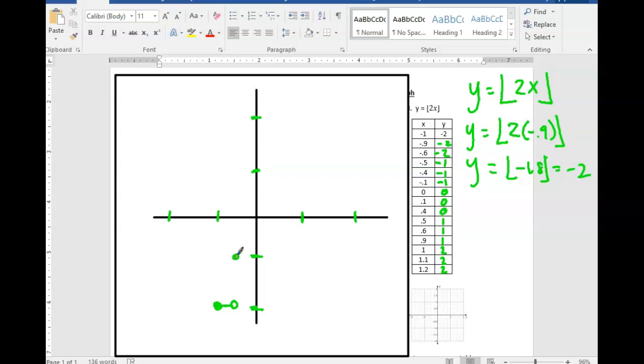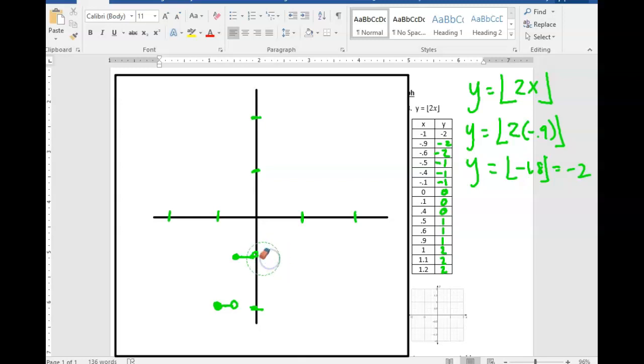So from anything from negative 2 up to, but not including 0.5, we keep getting negative 2 answers, so it stays down here as a flat line until you actually get to 0.5. In that case, it stops being down here and it jumps up to this spot. Now, after 0.5, we go to negative 0.4, we're still at negative 1. If we go to negative 0.1, we're still at negative 1. And it just keeps going all the way across until we get to 0. And at 0, it stops being there, so that's an open dot.